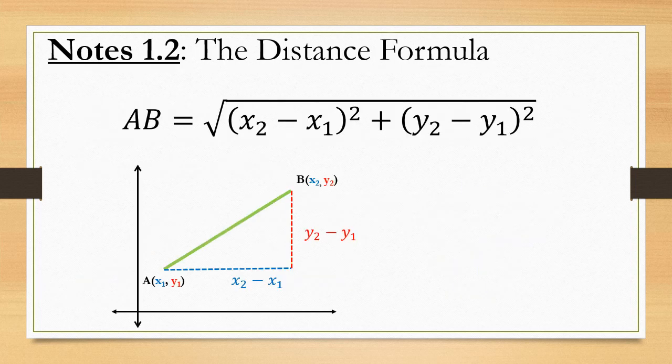And this is a picture that goes with it. Again, here is x2 minus x1, your horizontal distance. Here is y2 minus y1, your vertical distance, and that basically gives you the lengths of the sides of your right triangle.